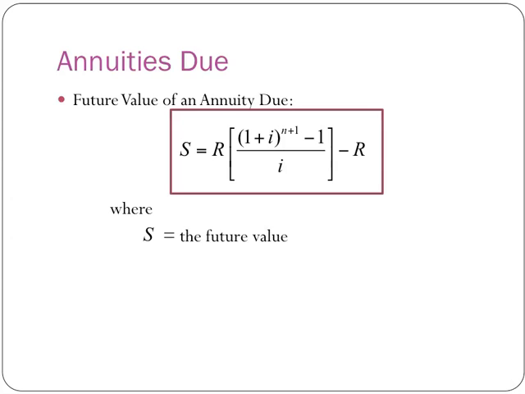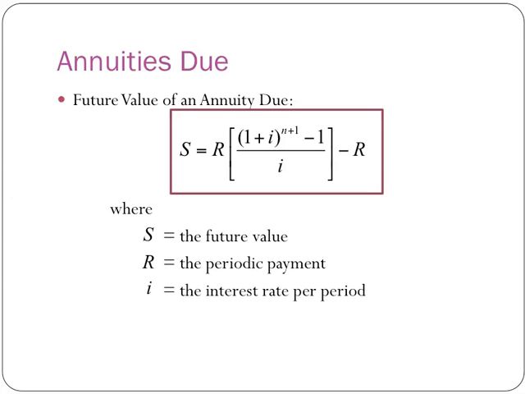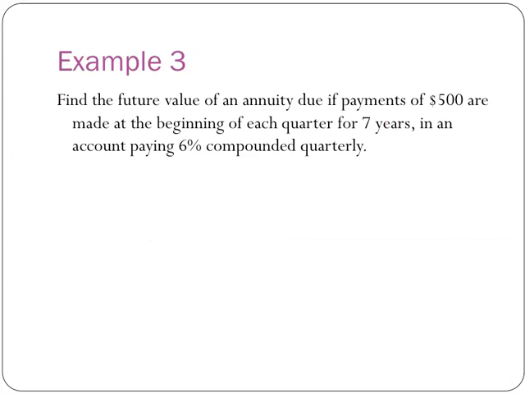All right, you can write this down for reference. S is the future value, R is the periodic payment, i is the interest rate per period, and n is the number of periods. Okay, we have one last example. Find the future value of an annuity due if payments of $500 are made at the beginning of each quarter for 7 years in an account paying 6% compounded quarterly.